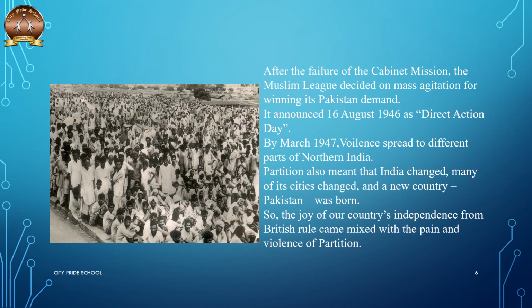Now, children, after the failure of the cabinet mission, Muslim League decided on mass agitation to fulfill its Pakistan demand. And it announced 16th August 1946 as a Direct Action Day. Children, on this day, riots broke out in Calcutta, which lasted for several days, and it resulted in the death of thousands of people. And children, by March 1947, violence spread to different parts of northern India.